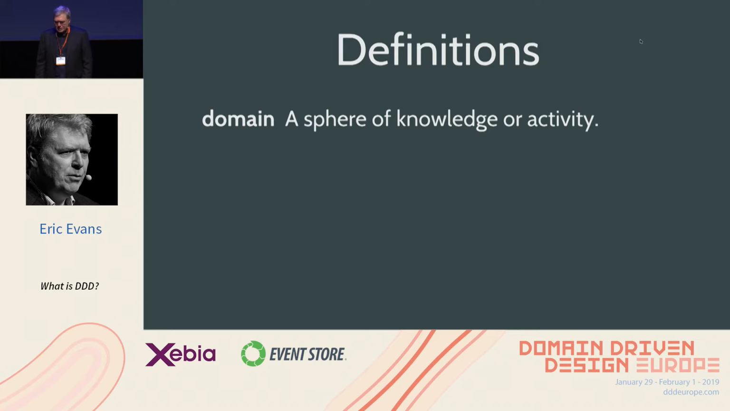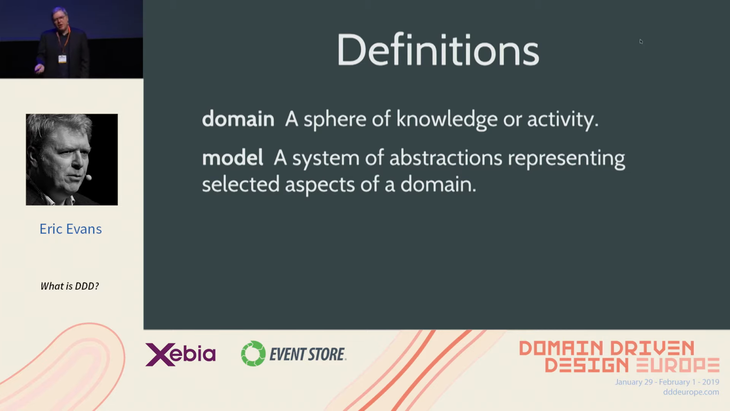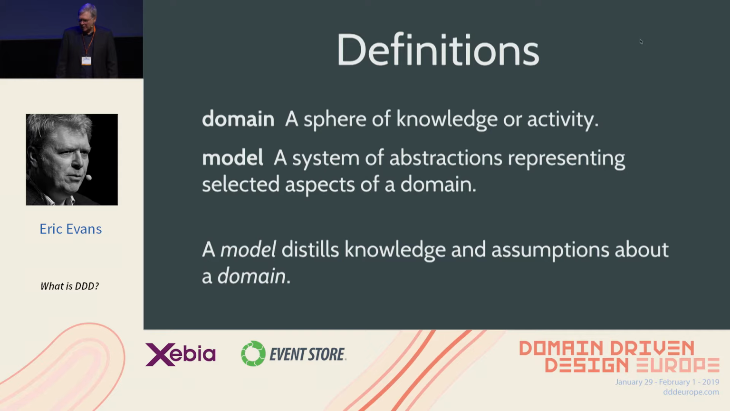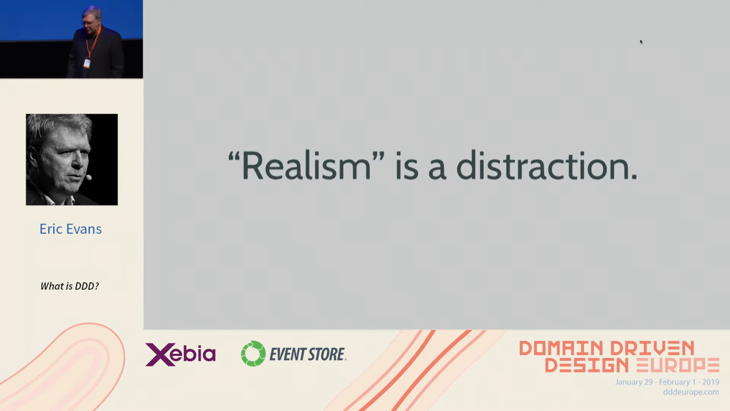So the domain is just anything that you could know about. But the model is a system of abstractions representing some selected aspects of that domain. This is a very basic definition of model. But I think anytime we start to get more concrete, more hands-on than that, we lose the power of the model. The power of the model is that it is a set of concepts. But it's not neutral. It distills some assumptions and knowledge that we have. And some models are good for some things, other models are good for other things.